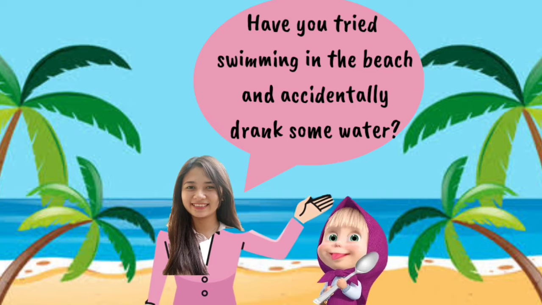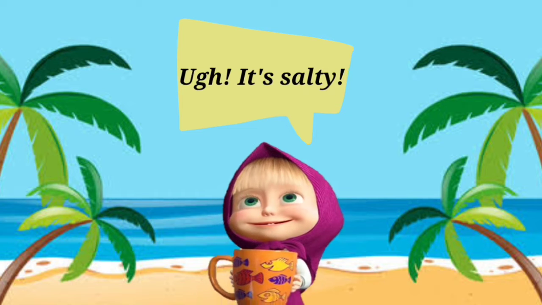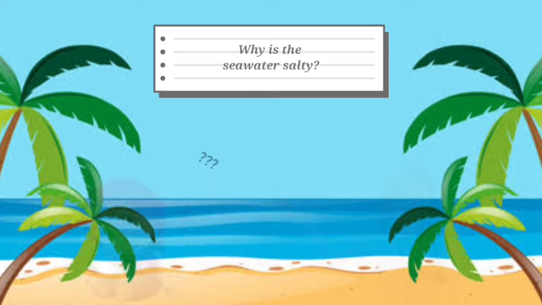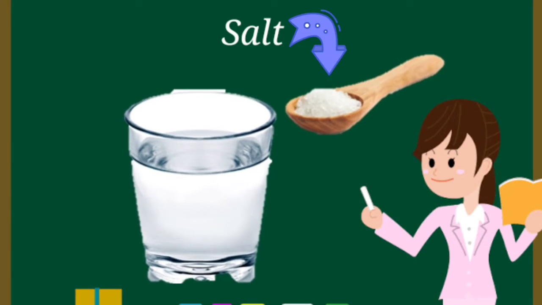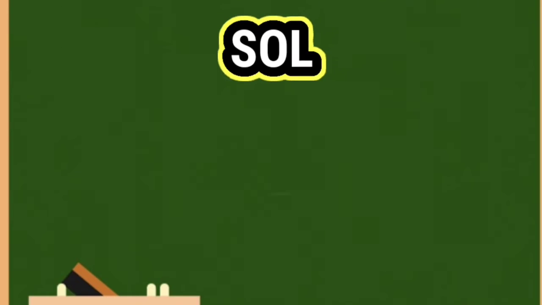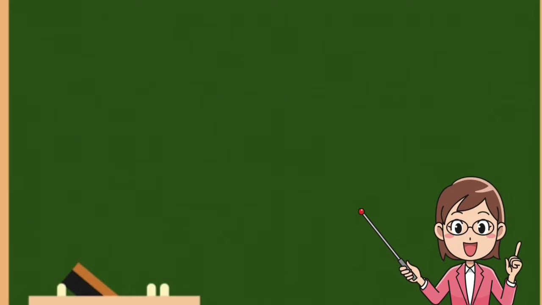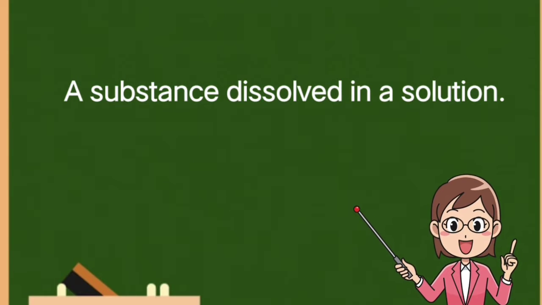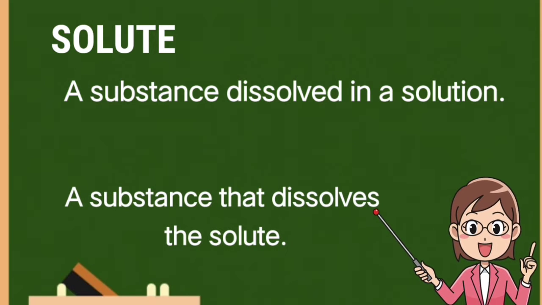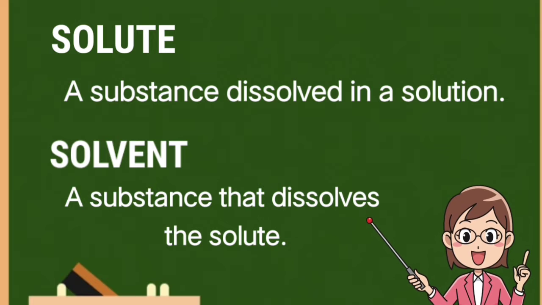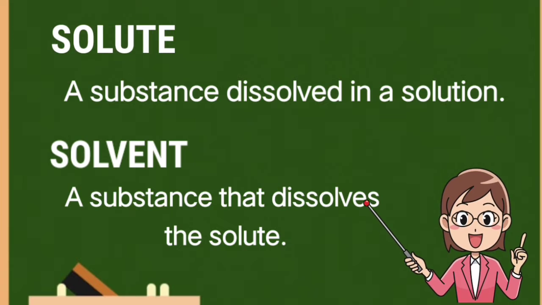Have you tried swimming in the beach and accidentally drunk some water? It's salty! Why is the seawater salty? It is because the salt dissolved in water. As we all know, a solution has two components, the solute and the solvent. A substance dissolved in a solution is the solute, while the substance that dissolves the solute is called the solvent. In short, solvent dissolves solute.